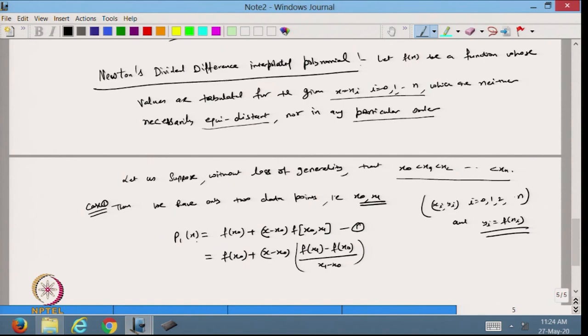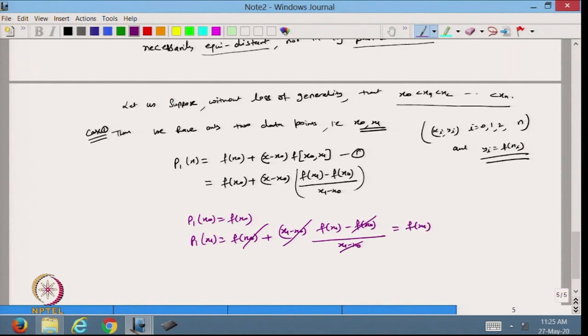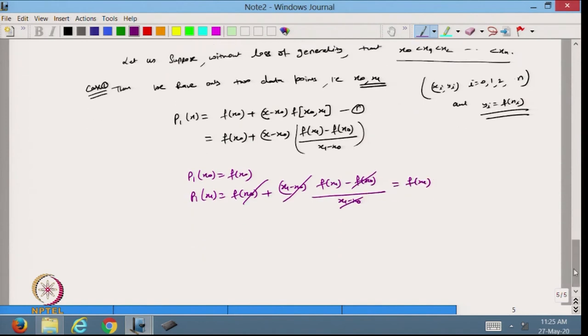Now let us verify this one. Now p1 at x0, this will be all 0, so that should be equal to f0, and p1 at x1, so this is f(x0) plus (x1 minus x0) times (f(x1) minus f(x0)) divided by (x1 minus x0). So this will cancel out, and that will be f(x1). So based on this, p(x0) is f(x0), p(x1) is f(x1), so it is the interpolating polynomial passing through these two points. So this is a linear interpolating polynomial, p1(x).